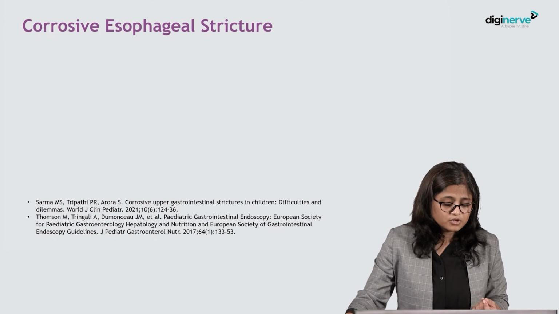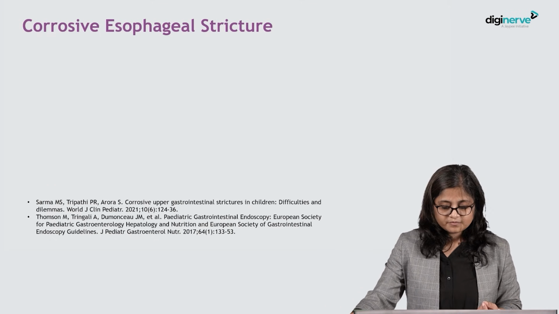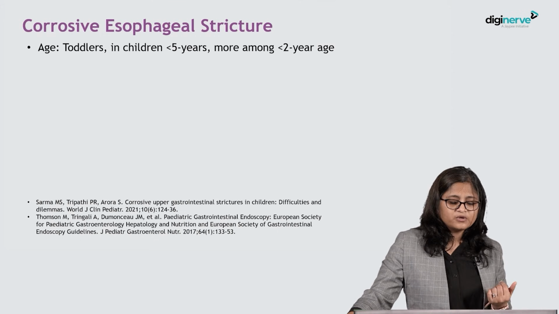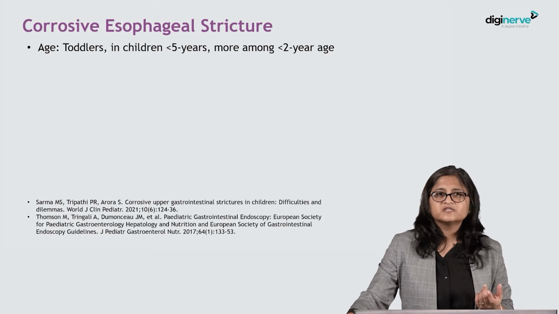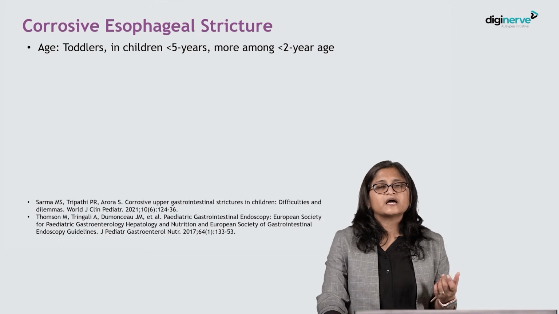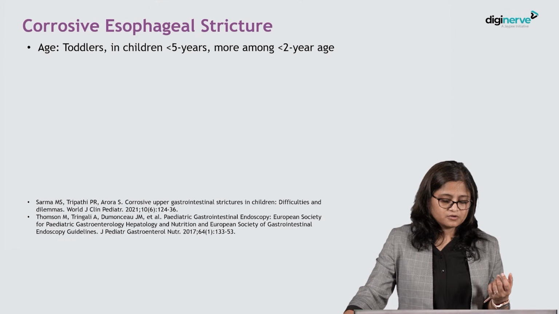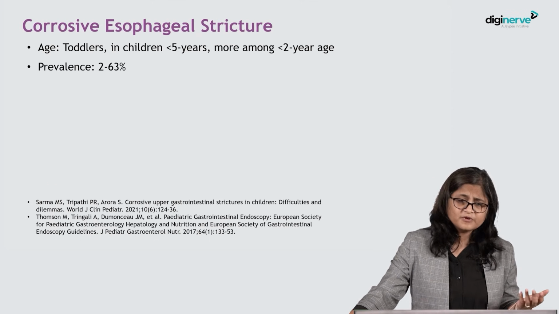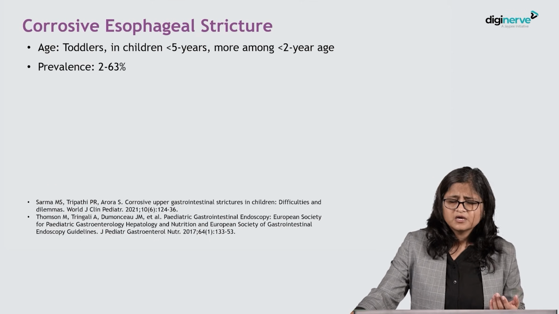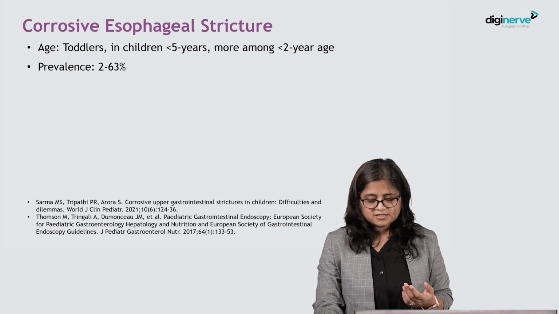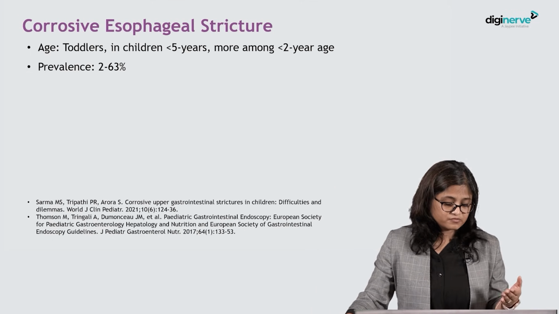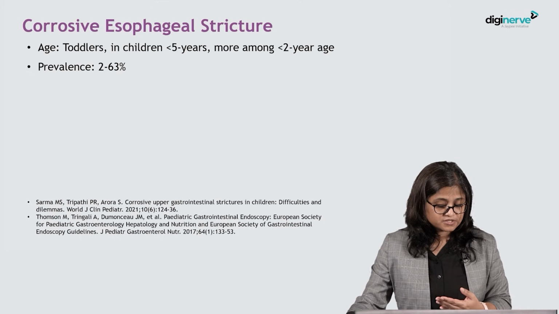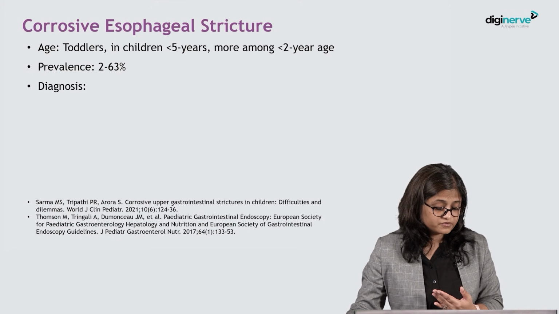So, first coming to corrosive esophageal stricture. In what age group do we see corrosive esophageal stricture? Obviously, in the toddlers and the younger age group, accidentally taken corrosive. Prevalence varies from country to country. Up to 60% of all esophageal strictures, there are case series which are due to corrosive esophageal strictures. How will we confirm the diagnosis?